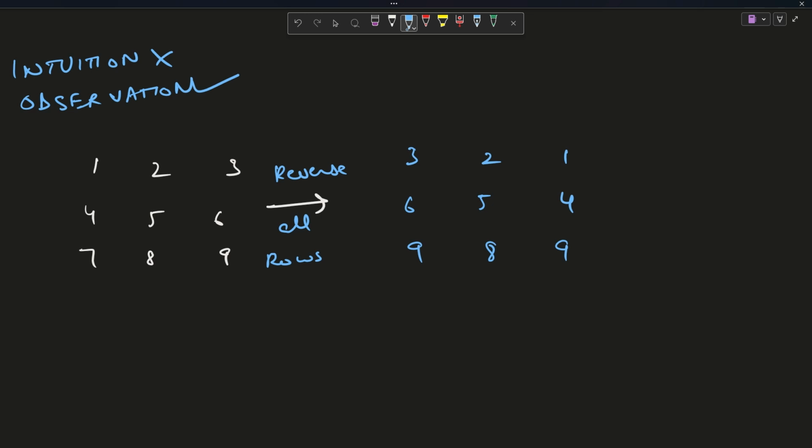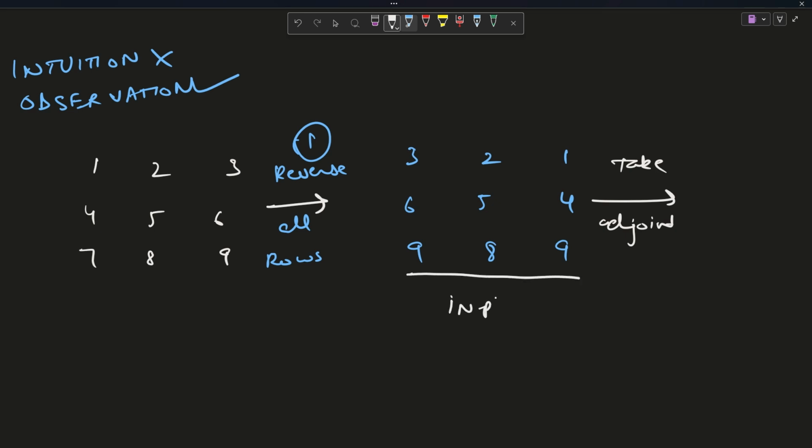Okay, now this is my first operation. My second operation says adjoint. Take adjoint. This can easily be done in place. I'm just swapping all the rows. Now take adjoint. What is the meaning of adjoint? That is, write rows in columns. Write rows in columns.